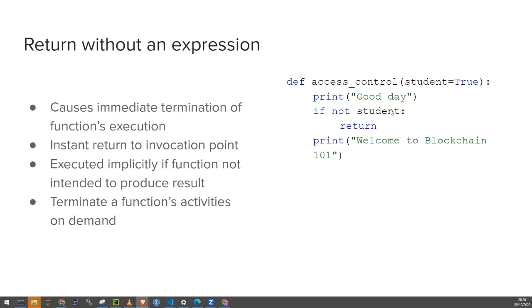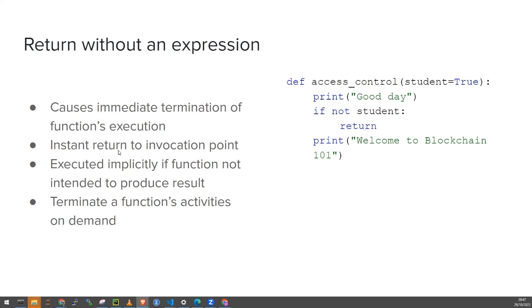And if not true, right, return. So if this person is not a student, then we would exit the function, and then we would say print welcome to blockchain 101 if they were a student, right? So if not false becomes true, and then this function wouldn't execute. But I'll show you this in a later video.